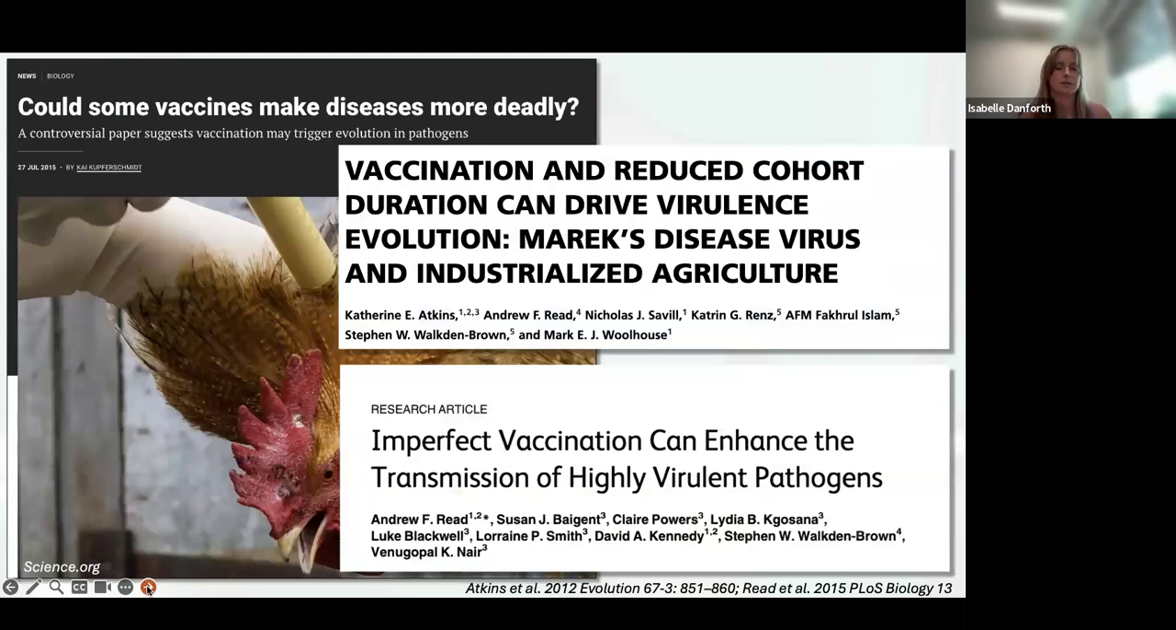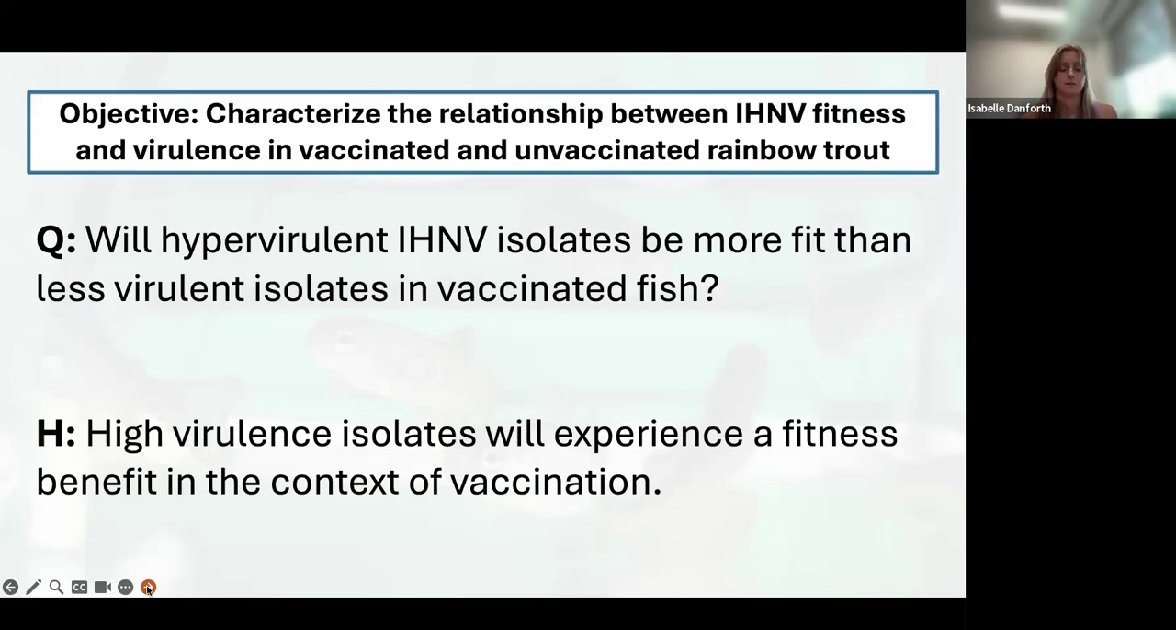And we in fact know that this kind of evolution has occurred in chicken agriculture, where there's good evidence that imperfect vaccines have selected for more virulent MDV, or Marek's disease virus, strains, but we don't know if this is going to happen in trout aquaculture as well. And so for my first chapter, I focused on characterizing the relationship between IHNV fitness and virulence in vaccinated rainbow trout. And I asked the question, will hypervirulent IHNV isolates be more fit than less virulent isolates in vaccinated fish, with the assumption that if they are, then they will be selected for.